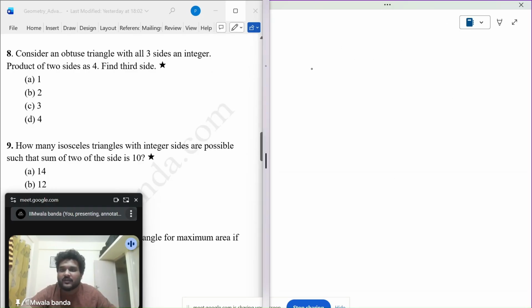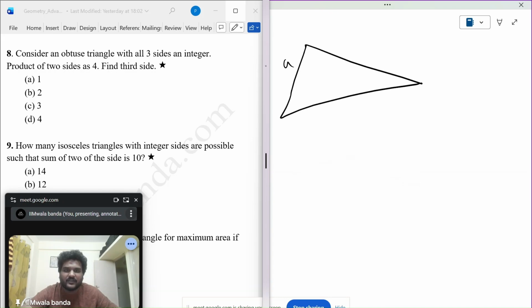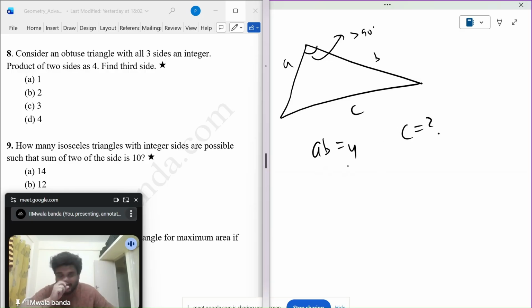Let's go to question number 8. Consider an obtuse triangle with all 3 sides as integer. Product of the 2 sides is 4. So find the third side. Okay. So we know that there is some obtuse triangle, and this is how an obtuse triangle looks like. This is more than 90 degrees, any one angle, because 2 angles cannot be more than 90. Product of 2 sides is 4. Find the third side.